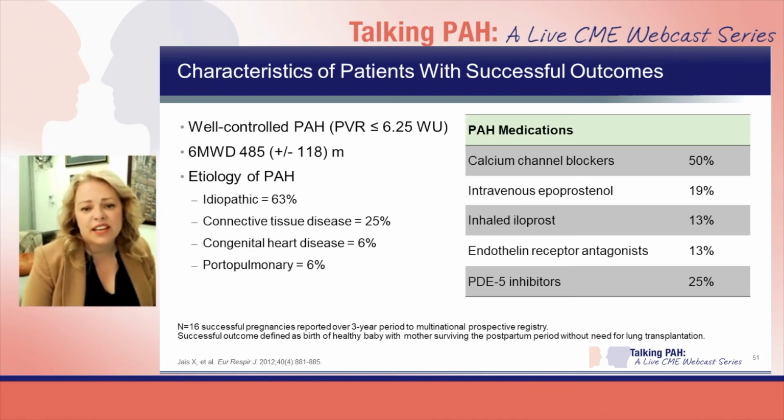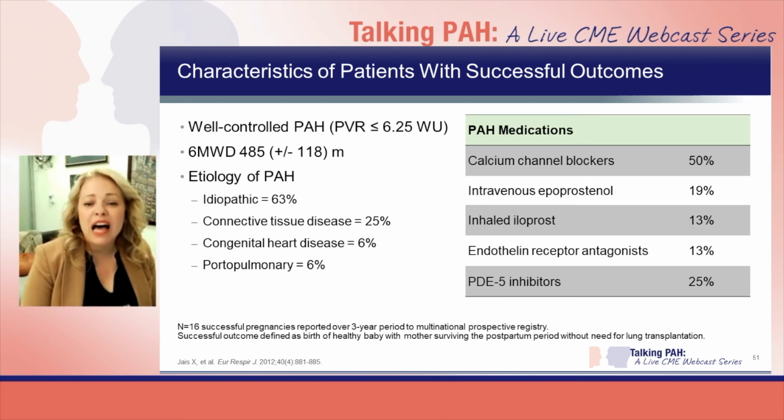Looking at another study, this is very small, 16 patients with successful pregnancies reported out to a multinational prospective registry. And again, this successful pregnancy is defined the same way. So these patients who were enrolled had well-controlled pulmonary hypertension with relatively low pulmonary vascular resistances, although higher than normal. Walk tests were good in this population of patients.